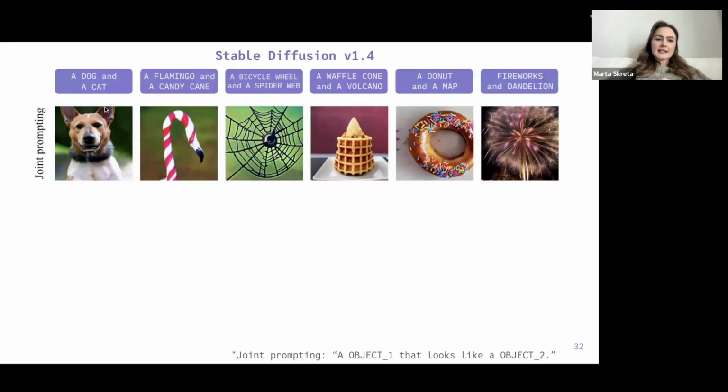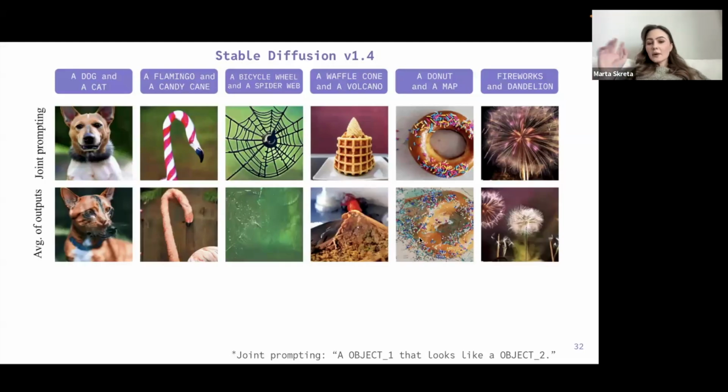Here we're showing it for 6 prompts, but we have a bunch more in the appendix. And here we're seeing that just by vanilla prompting Stable Diffusion, the model is having a bit of trouble generating images that represent both concepts. So for example, here a waffle cone and a volcano. I can see the waffle cone, but the volcano, I'm having trouble seeing that there. So we thought, okay, let's try averaging the scores instead. And here we're getting a little bit better.